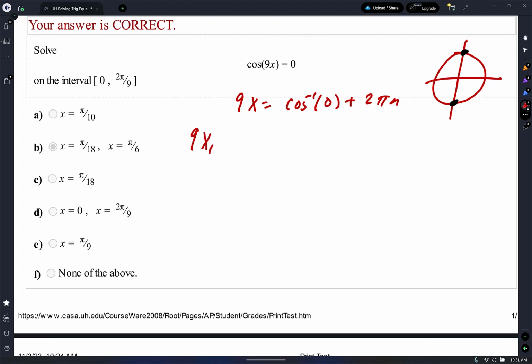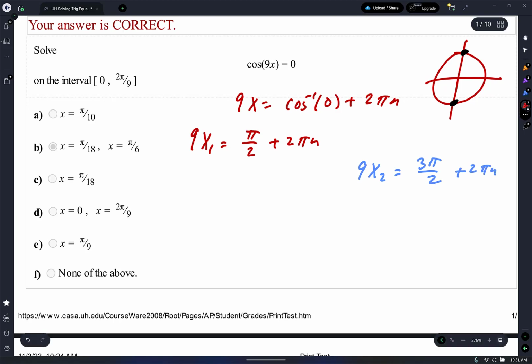Okay, so I'm going to write my first one. I'll write 9x1 equals, the first one happens at pi over 2, if you're going counterclockwise, plus 2 pi n. Where does the second one happen at? Perfect. So I'm going to change my color just so you guys can know that I'm doing a second equation. Equals 3 pi over 2 plus 2 pi n. I'm going to go back to the red.